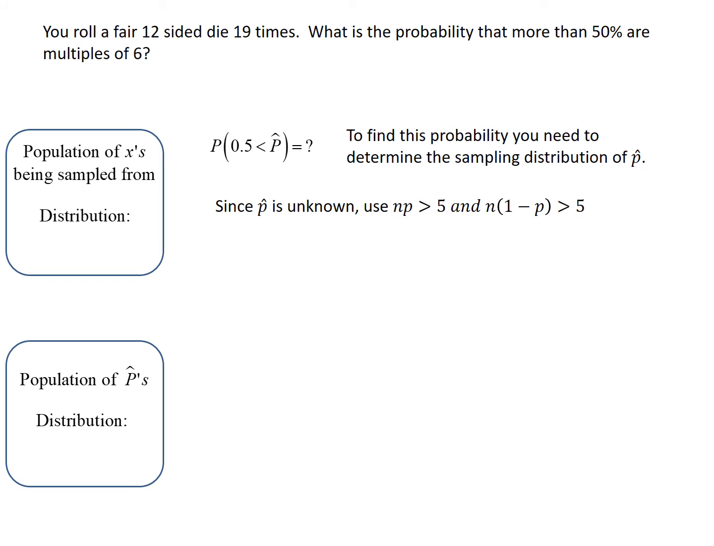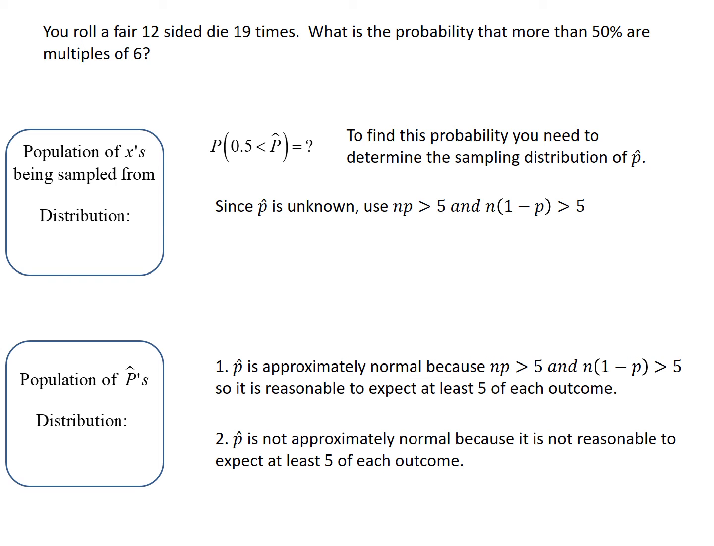Okay, so our two options for p hat is either p hat is approximately normal or it's not. Okay, and we have to figure out, is it reasonable to expect at least 5 of each outcome or not? So we need to figure out n and p, do our multiplication, see what happens.